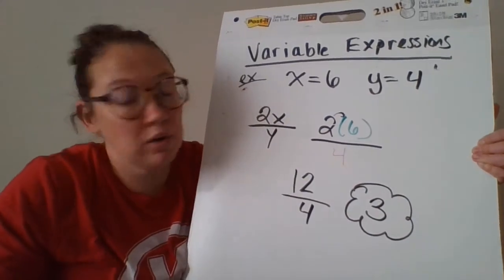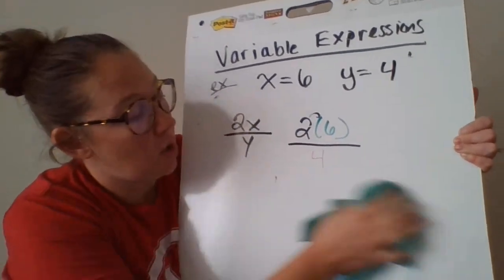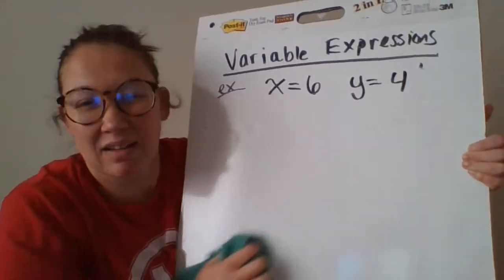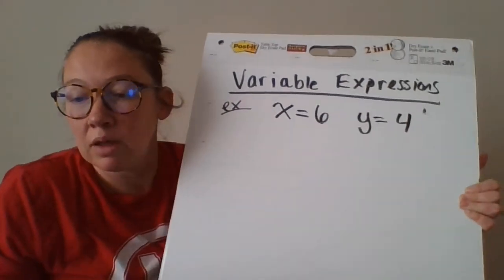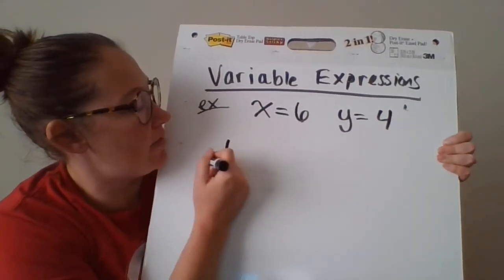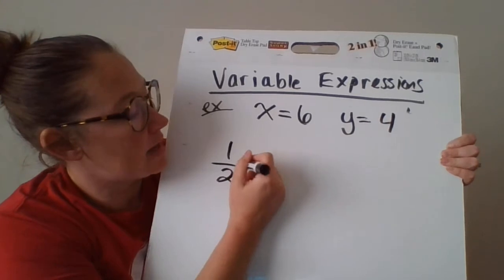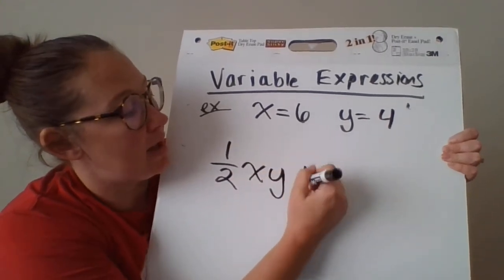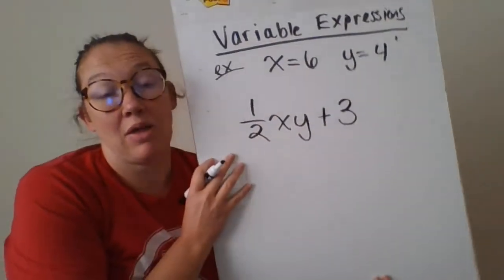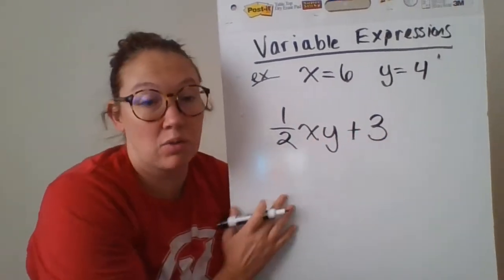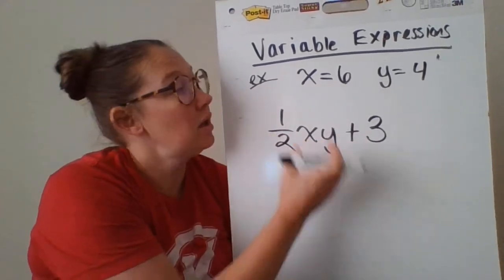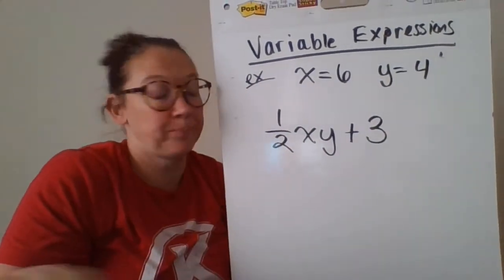We're going to do one more, toughest one of all. Hopefully you caught up or stayed caught up so far. And this is making a little bit more sense than maybe it used to. All right, my last expression is going to have a fraction in it. So I'm going to have 1/2 times x times y plus 3. Now that is an expression. Notice it doesn't have an equal sign. So all I'm going to do is simplify this down using the values of x and y.